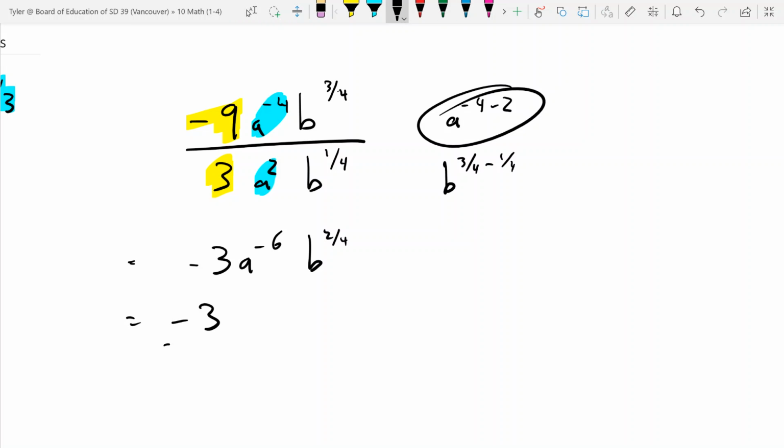Negative 3 stays the same. The a is going to move to the denominator because it's negative, so negative 6. The b I'm going to reduce, so it's going to become b to the 1/2. Again, if you wanted to write it square root of b, that's fine. I don't like radicals. And then now my answer's done. Everything's all simplified and together and done.